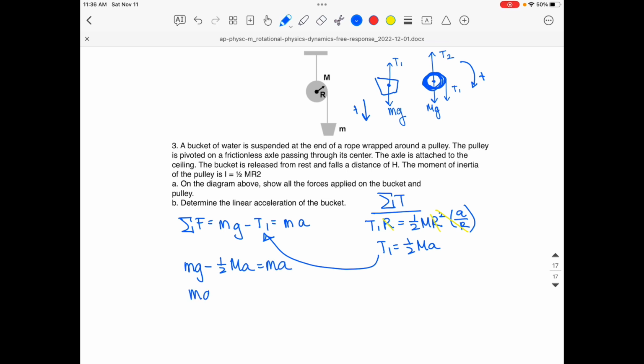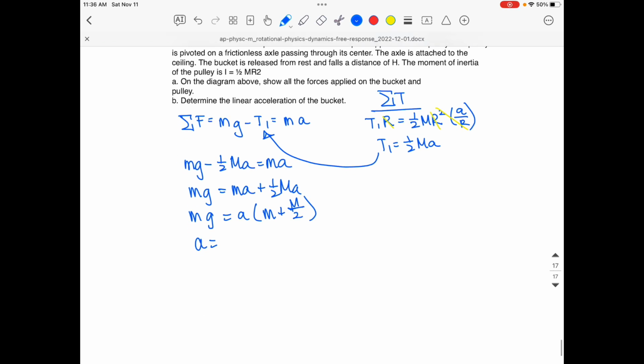and then bring my a's together and isolate the A. And then from there, I can just divide to the other side. So I've got mg all over m plus big M over 2, and that would be your final answer.